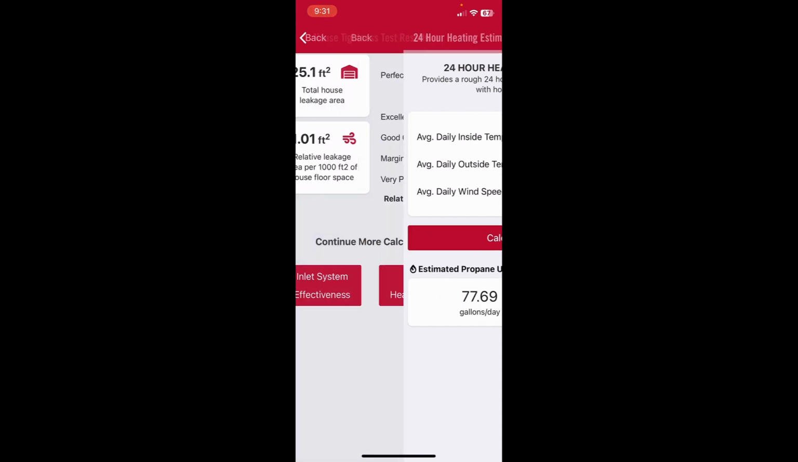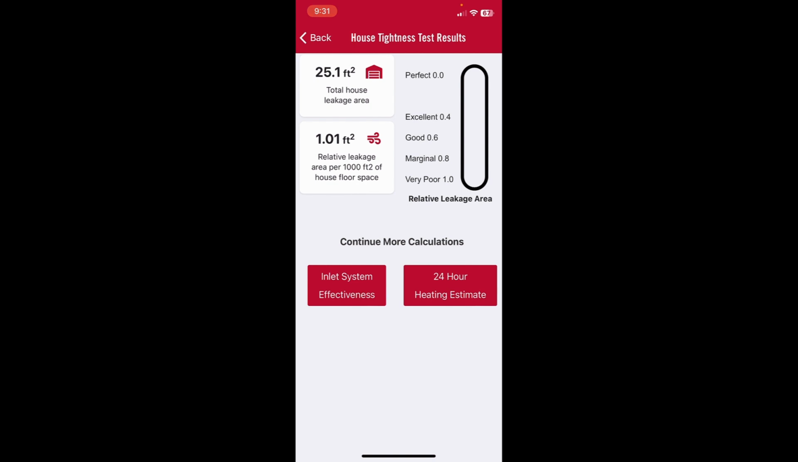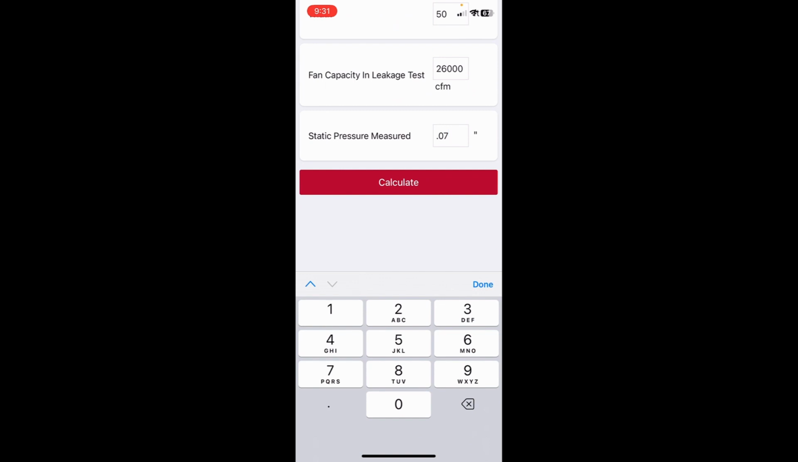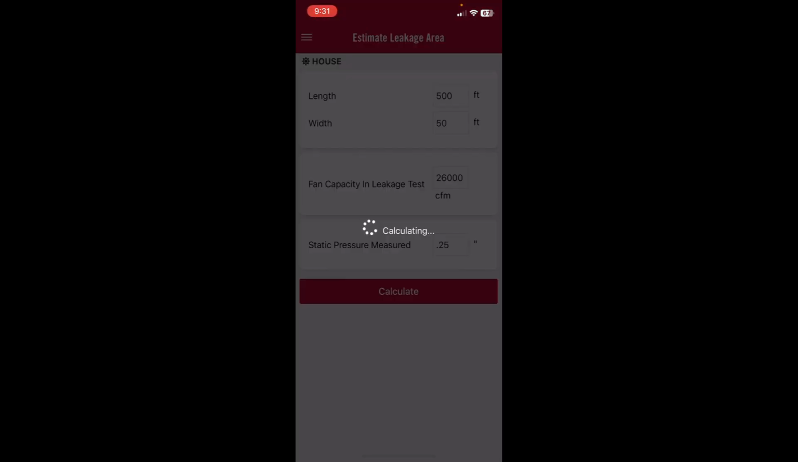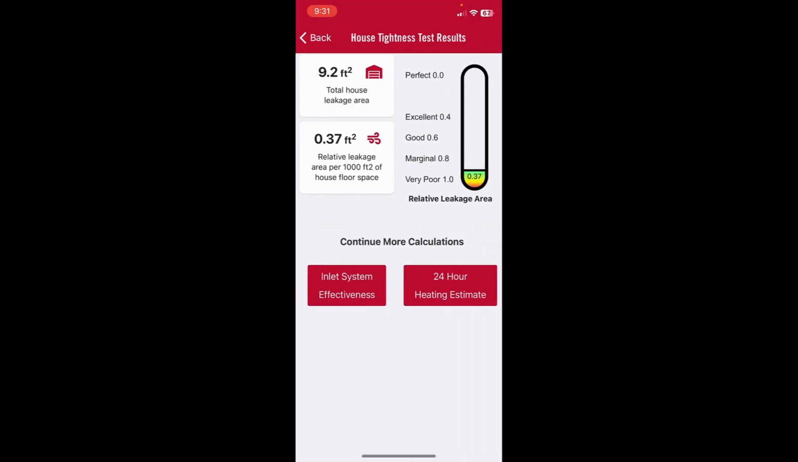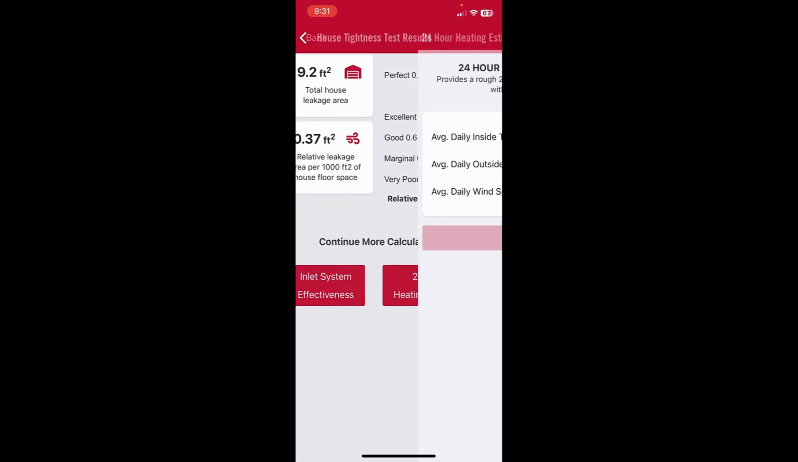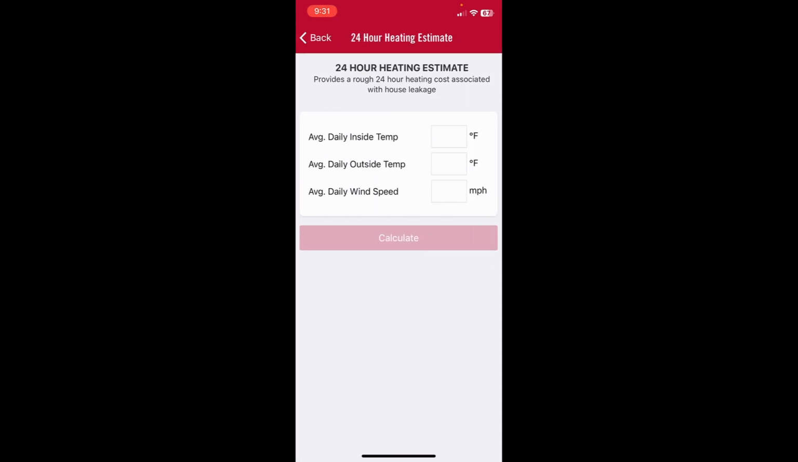So let's just go back. Let's change our house tightness to a 0.25. Let's say it's a very tight house. We hit calculate. Our leakage area dropped to 9 square feet. Our rating has gone up to only 0.37 square feet of leakage for every 1,000 square feet of floor space. We're above excellent. We go to the 24-hour heating cost estimate associated with our cracks.